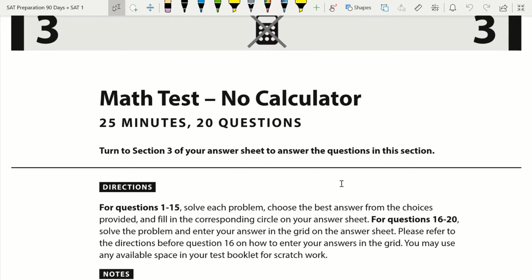So what I'm going to be trying to do today is show you how I approach the Math No Calculator section of the SAT. So I'll really be breaking down how I would go through the section if I were taking the SAT myself.